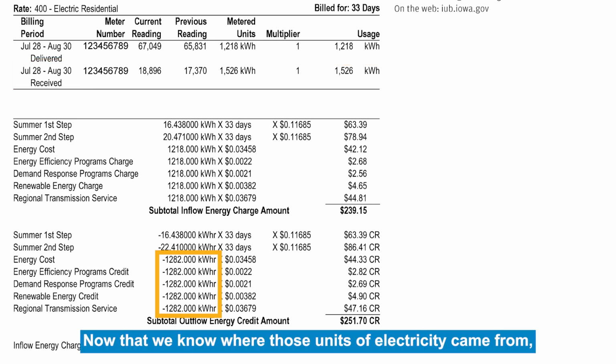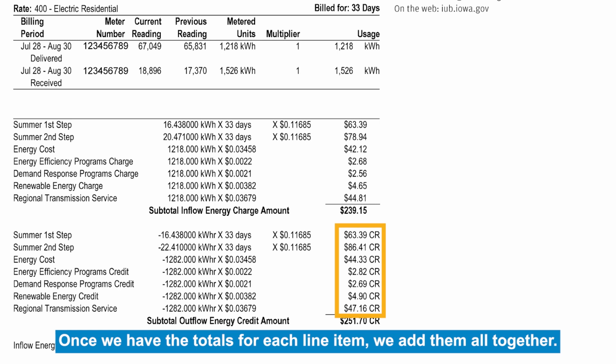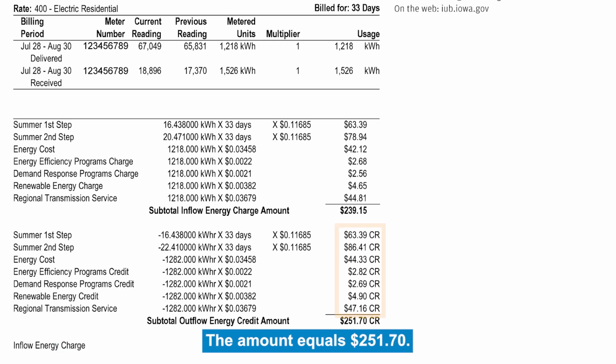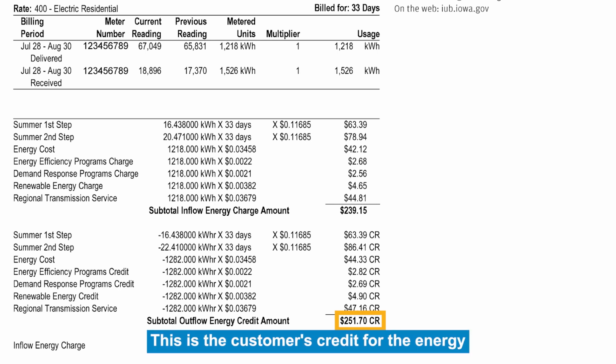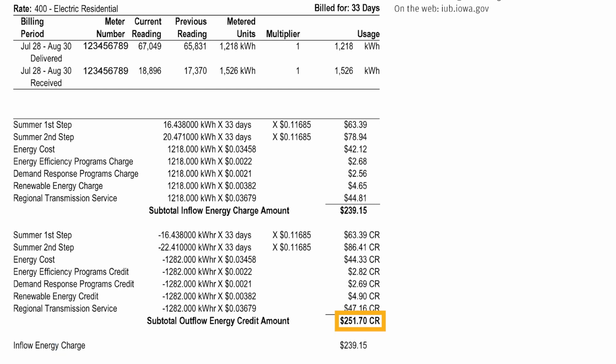Now that we know where those units of electricity came from, we multiply 1,282 kilowatt hours by the applicable tariffs for each line item, and this gives us a total for each item. Once we have the totals for each line item, we add them all together. The amount equals $251.70. This is the customer's credit for the energy their system generated as excess. That's the energy that flowed out from their solar system to the grid.